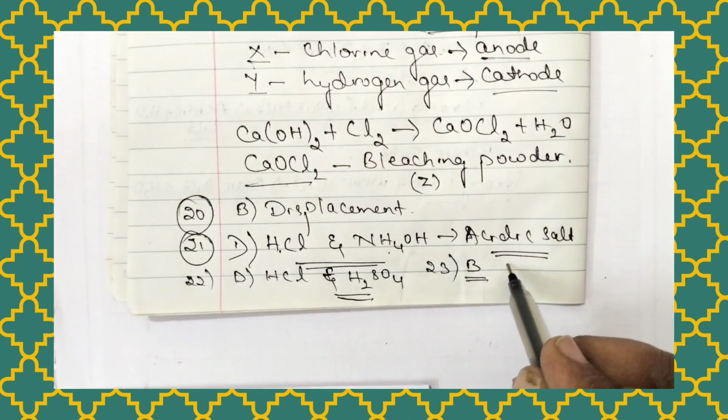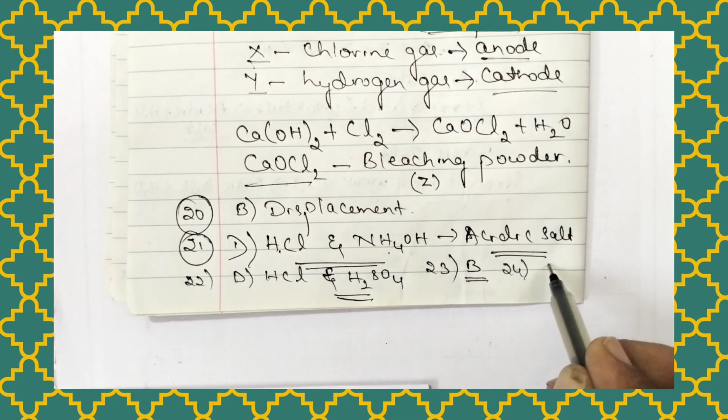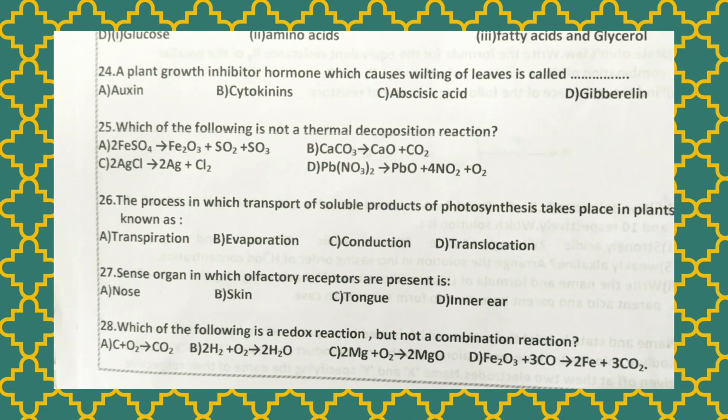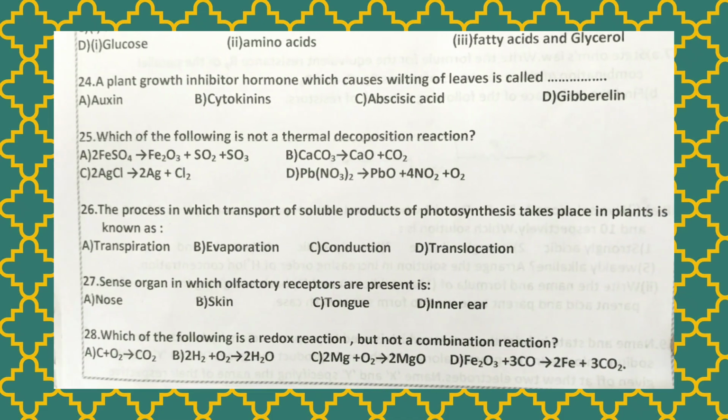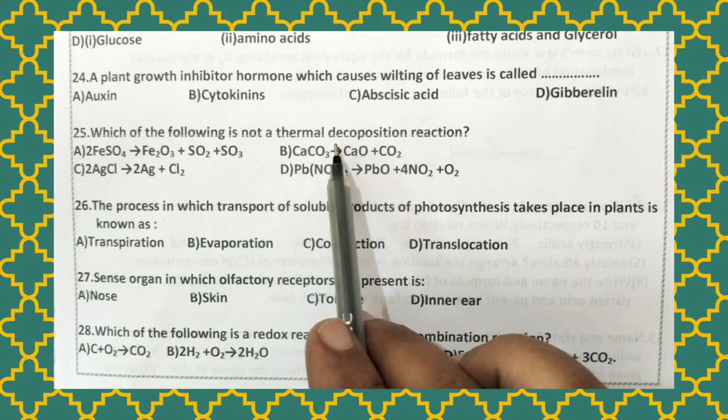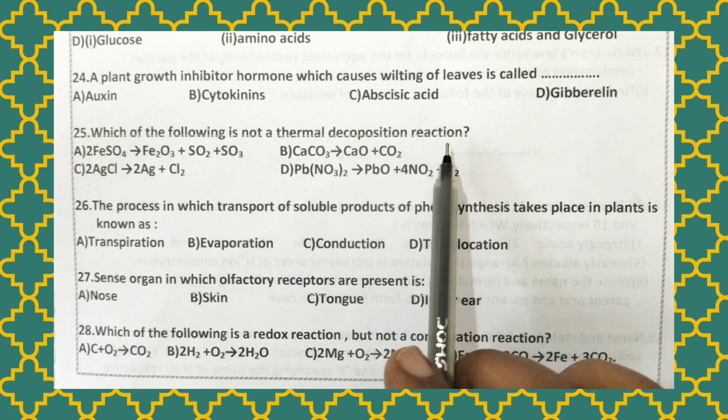So for the 24th question, the option is C, that is abscisic acid, is the right answer. Now let us move to question number 25. The question asks: which of the following is not a thermal decomposition reaction?